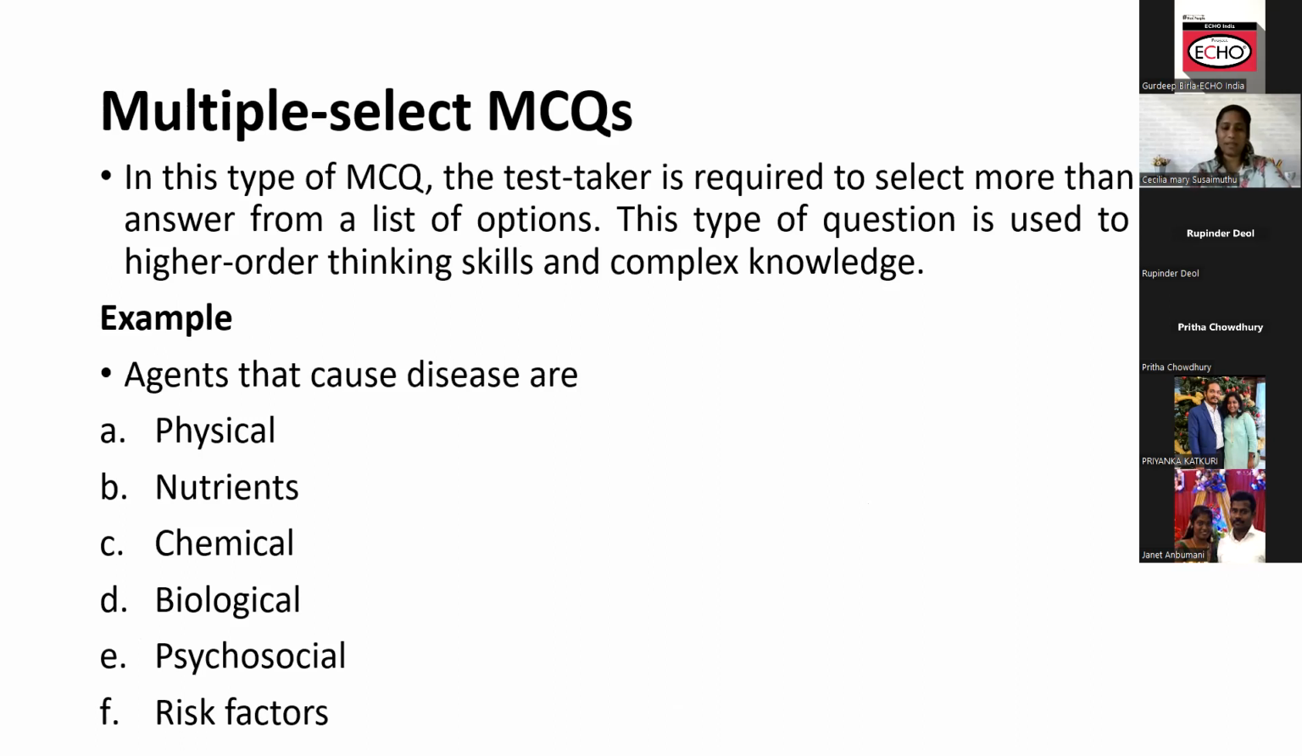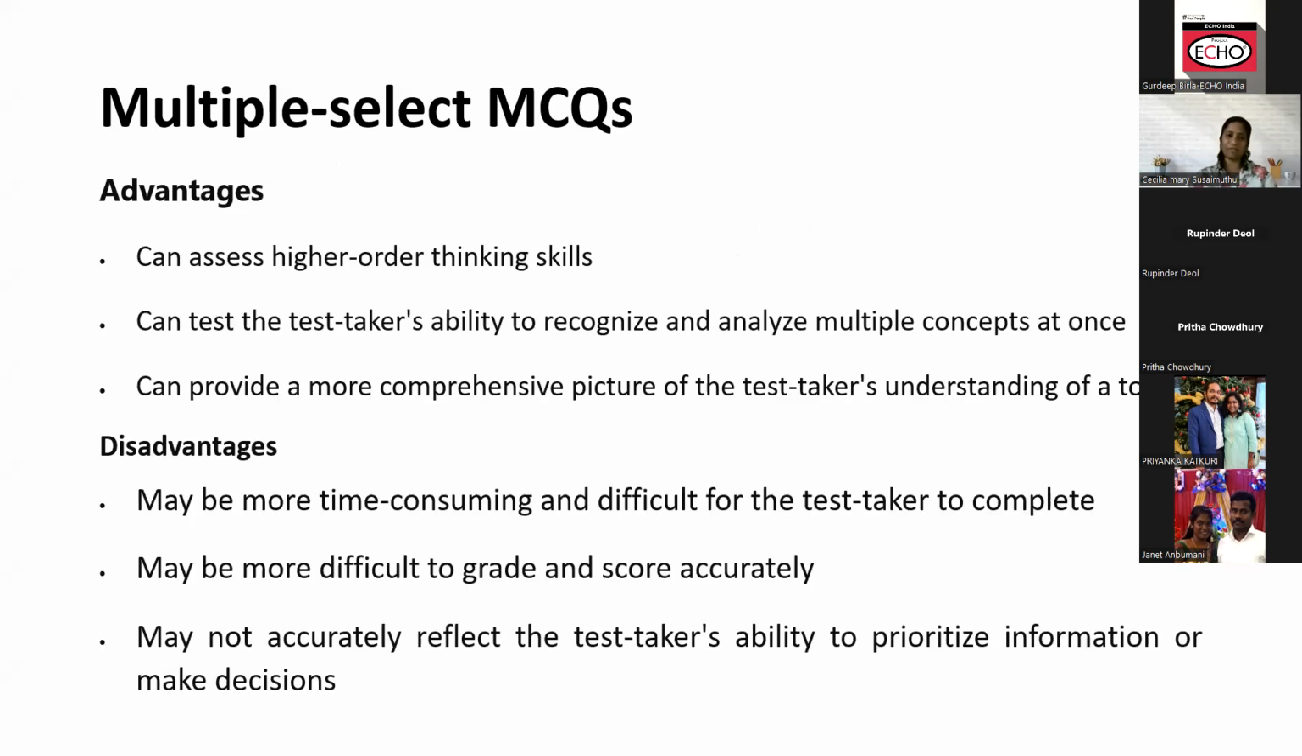Then the next type is multiple select MCQs. In this type, the test taker is required to select more than one answer from a list of options. This type of question is used to assess higher order thinking skills and also complex knowledge. For example, agents that cause disease: there are different agents, and here more than one is correct, nearly 4 are correct. So it makes them think higher. You can make it a little more complex also; this is a simple question that I have put.